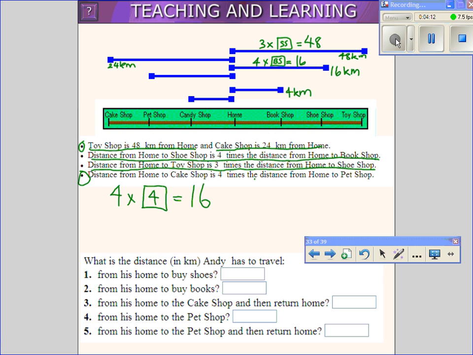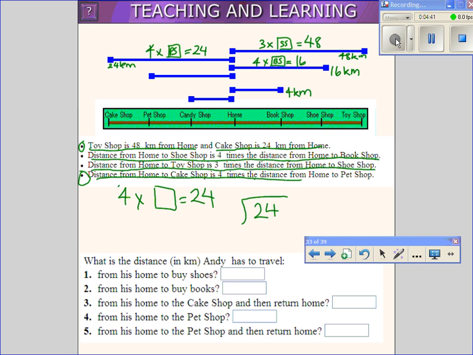My last point says the distance from home to cake shop is 4 times the distance from home to pet shop. And I know that equals 24. So again, I'm going to use my working out space to help me find the missing number. 4 times something equals 24. Now you might already know the answer to that, but I'm going to use my inverse operation, and I'm going to do 24 divided by 4. And I know that 4 goes into 2, you can't do. Carry the 2, 4 into 24 goes 6 times. So the answer to the distance from home to pet shop is 6 kilometres.